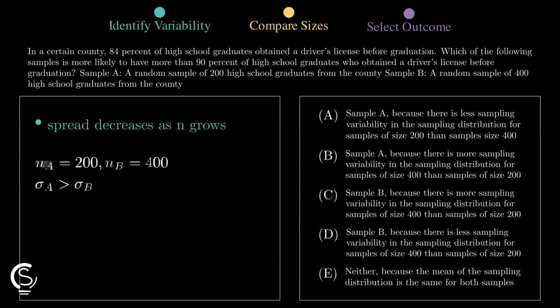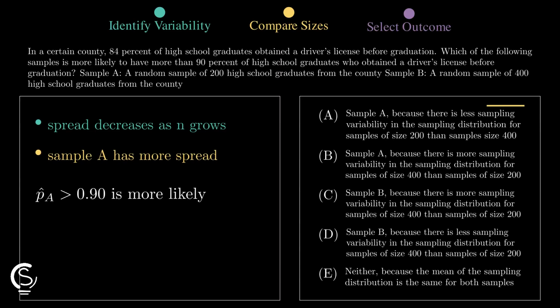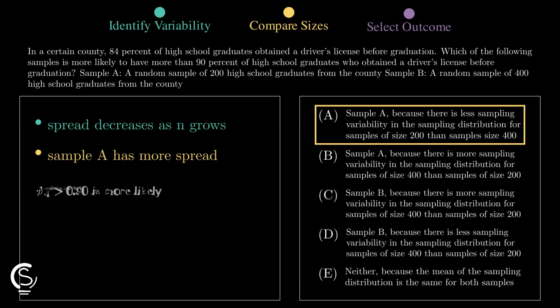Because sample A has higher variability, its distribution has thicker tails. Therefore, it is more likely to yield a sample proportion exceeding 90% compared to the more concentrated sample.